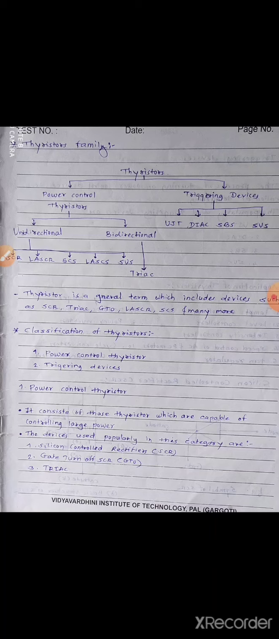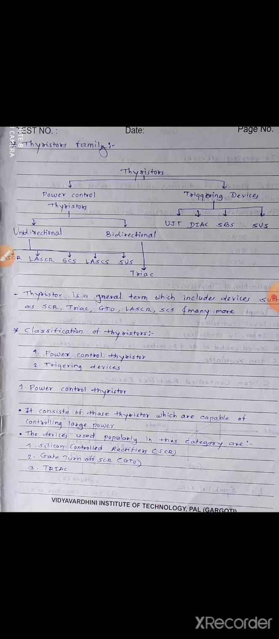In the upcoming chapters, we will discuss all of these. Now next are the triggering devices. Power control thyristors are the actual devices which handle maximum power, and triggering devices are only for triggering. Triggering means turning on: these devices are used to turn on the SCRs, LASCRs, SCS, LASCS, SUS, and the triac. Devices like UJT, diac, SBS, SUS are not power handling devices. These are only triggering devices.